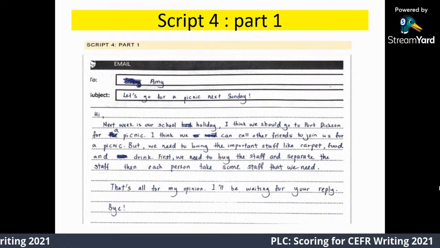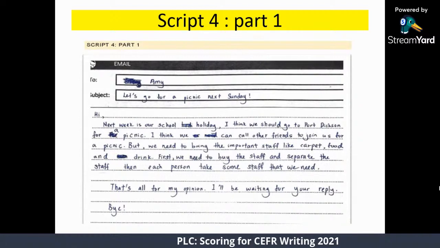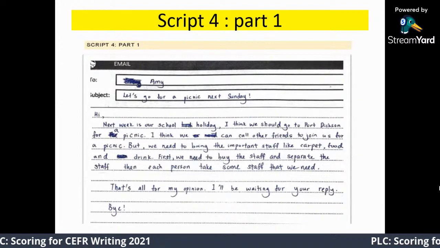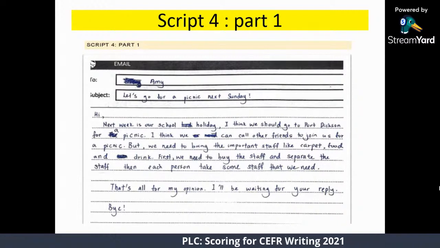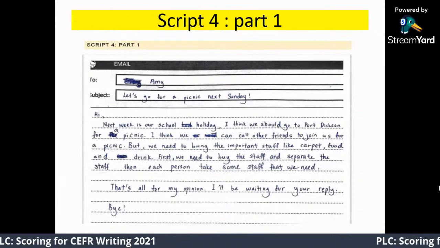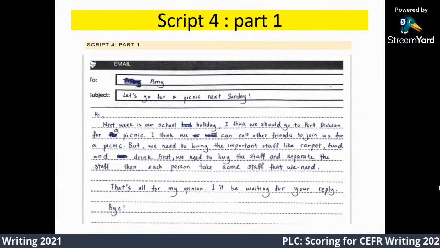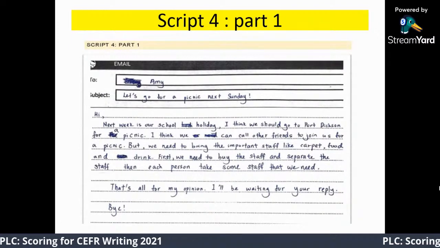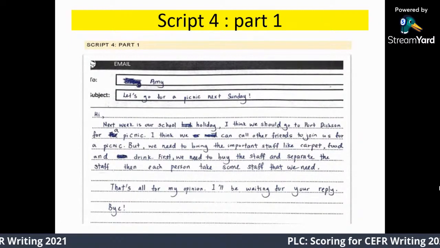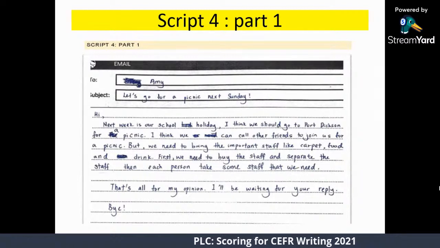And separate the stuff. Then each person takes some stuff that we need. Okay, no, I think things, bring along items or things. That's all for my opinion. I'll be waiting for your reply. Again, this is nothing to do with opinion. You are writing an informal message. So the word opinion here is inappropriate.